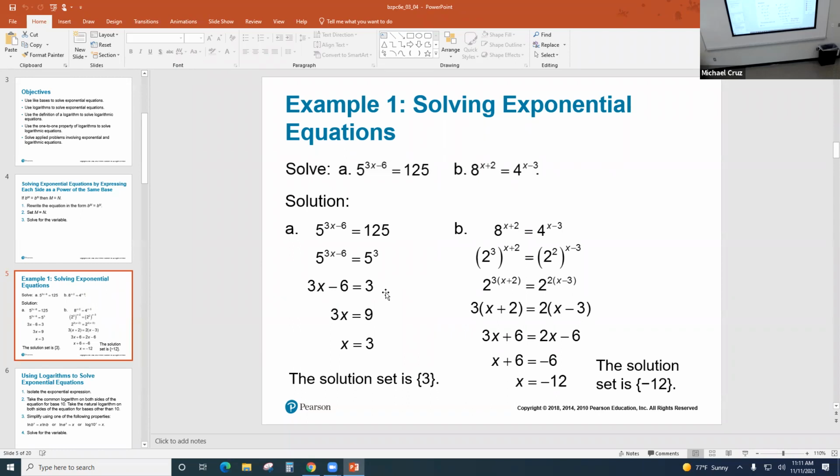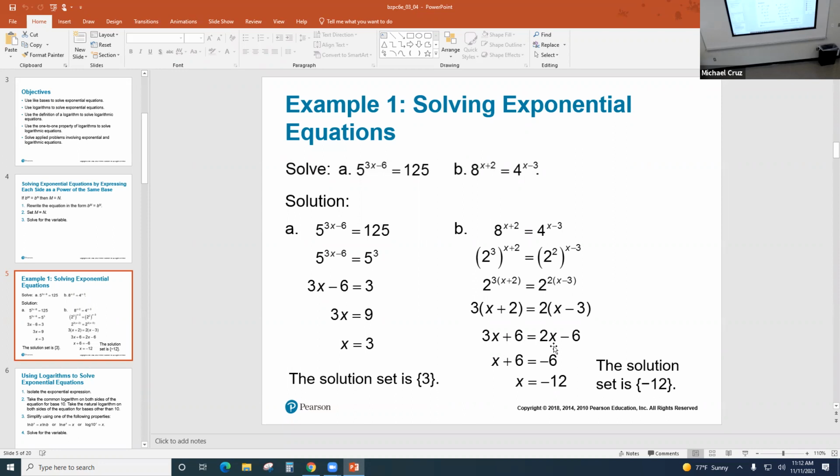Now, neither one of those has the same base, but they both have the potential, because remember, 8 is 2 cubed and 4 is 2 squared. So we write 8 as 2 cubed, and then we've got the parentheses, so we're using that power rule, because that means it's 3 times x plus 2. And on the other side, it's 2 squared, so the 2 is multiplying the x minus 3 via the power rule. Now that we have the same bases, yank those out, and you've got 3 times x plus 2 is equal to 2 times x minus 3.